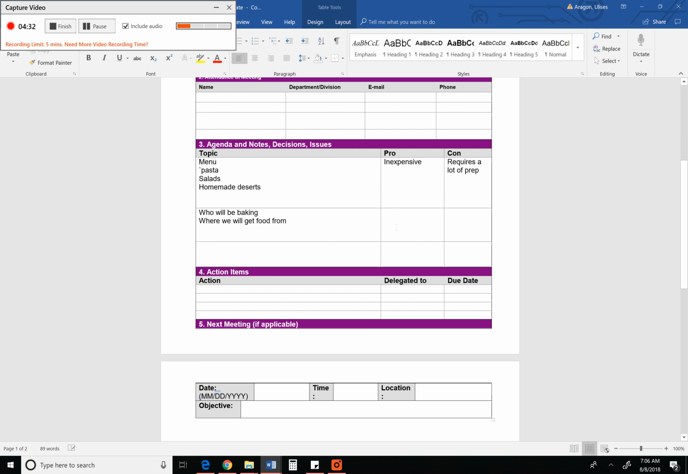For this one as well, who will be baking? The pro is that you get student involvement. And then, of course, the con could be finding students or finding people for that.